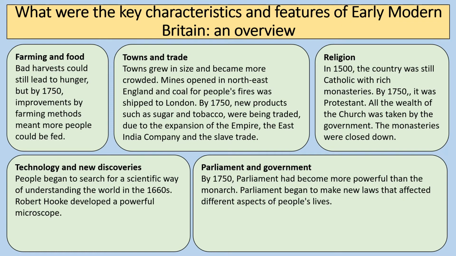All right then, so the key characteristics and features of early modern Britain. So farming and food during this time, you could still get pretty bad harvests. So most notably, there were some really bad harvests in the 1590s, between 1592 and 1594. People did die of starvation occasionally, but actually farming methods generally improved during this time period. The population of the country increased from 3 to 6 million. So more people could be fed.